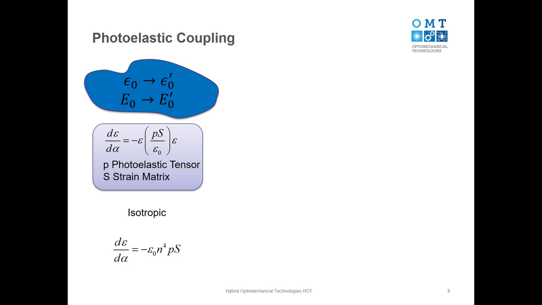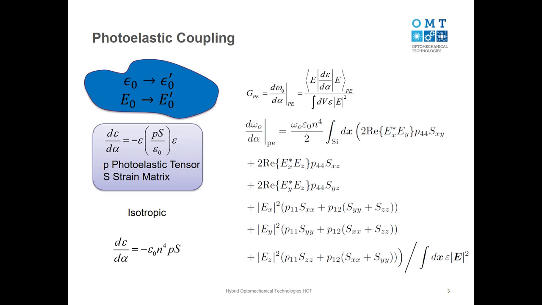For crystalline materials, because of the isotropic properties of the photoelastic tensor, you can simplify the calculation, which is directly proportional to the fourth power of the refractive index times the product between the constructed photoelastic tensor and the strain matrix. Then you simply plug in the numbers, and what you need to do is a volume integral of all the electric field contributions times the strain field. In this way, we can achieve a full calculation of both the moving boundary contributions and the photoelastic coupling.